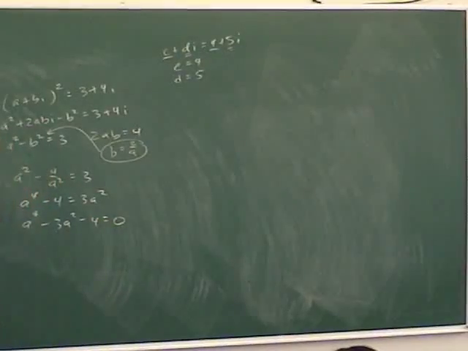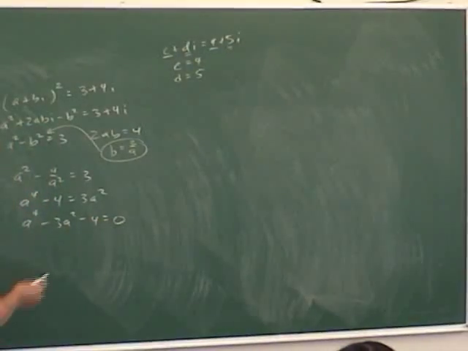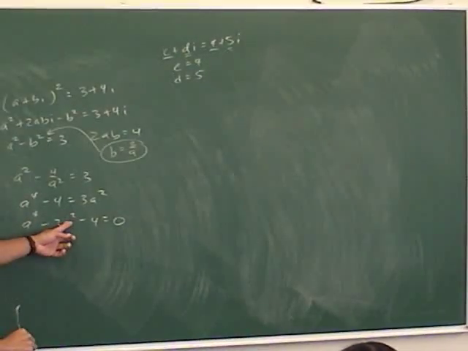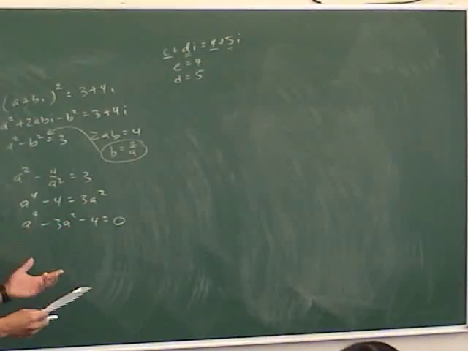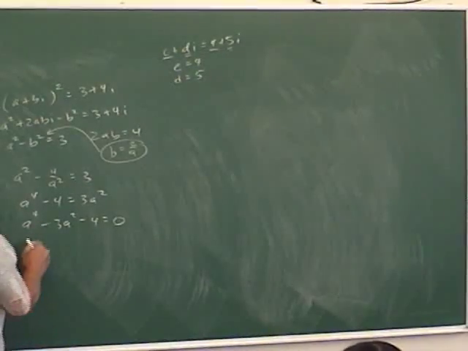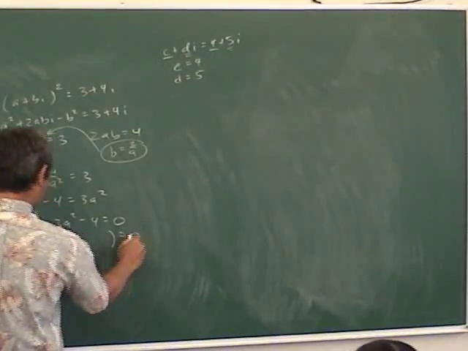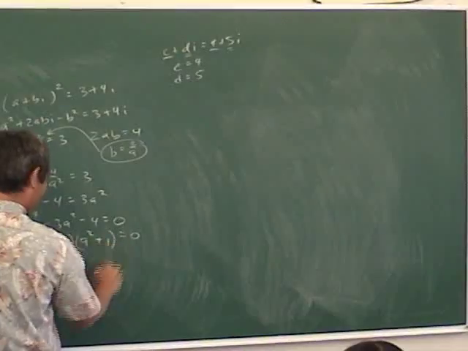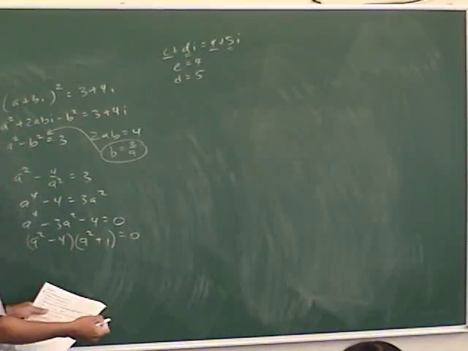Doesn't this have quadratic form? It's not a quadratic equation, but it has quadratic form. Whenever this power is double that power, and that's a constant, it has quadratic form. I think last year you guys did U substitution. But come on, we're past that. Don't need U substitution. Just go (a squared minus 4)(a squared plus 1). Just factor it like a normal quadratic.